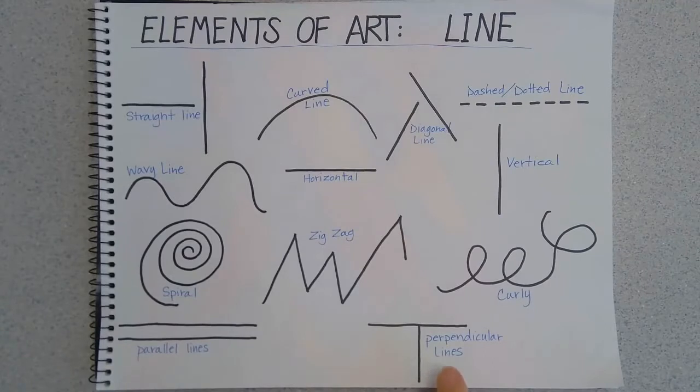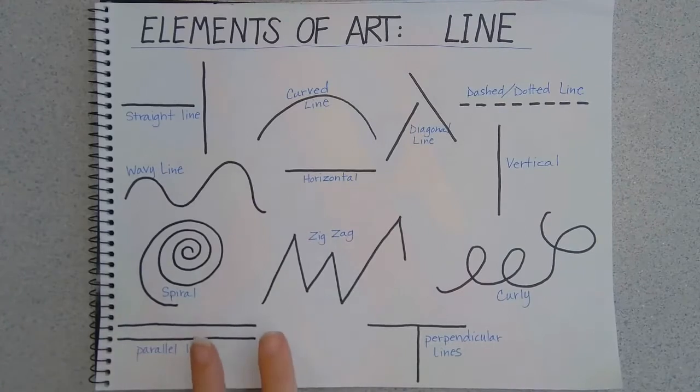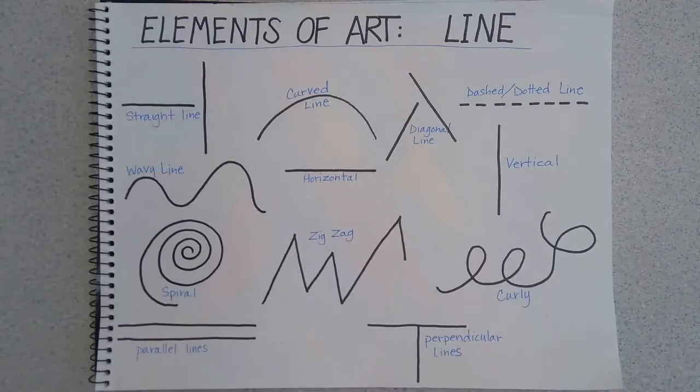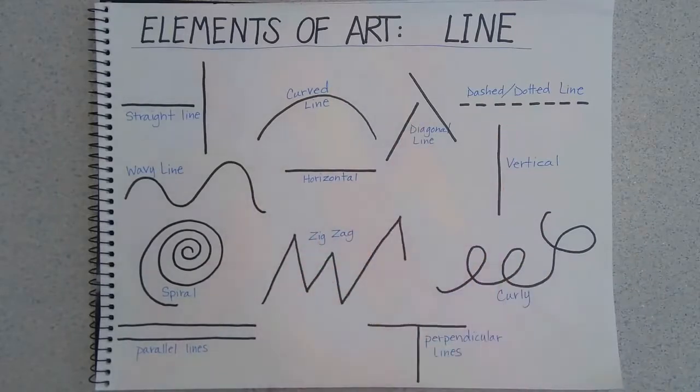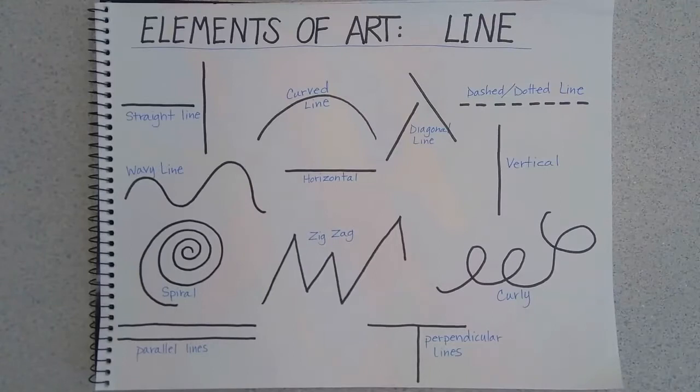Perpendicular, that's a big third grade word. Perpendicular means that the lines actually cross each other. So this line actually would keep going across the T, but that's perpendicular. And then this is parallel. Parallel means that they run together like railroad tracks. And then we've got a spiral and a wavy line. And then we've got the zigzag that looks like the mountains. And remember, zigzags can go this way or they can go this way. And all of these lines can go lots of different directions.